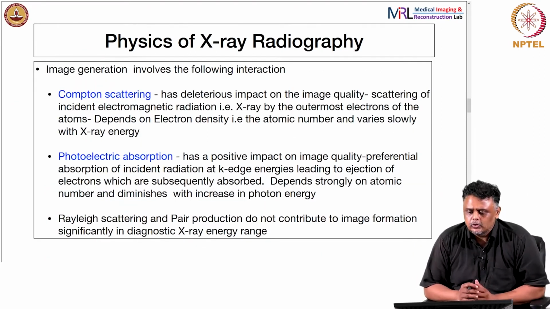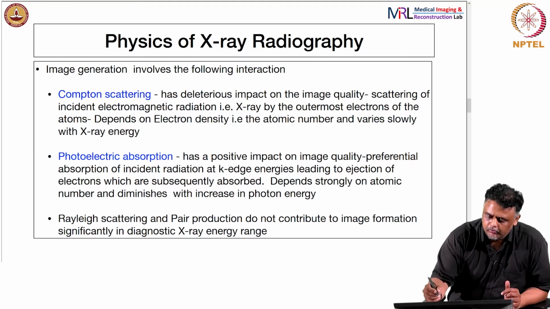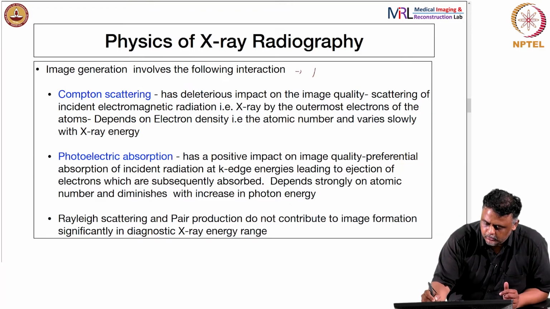So then what is this mu? Where does this mu come from? We looked at this mu. Mu is the linear attenuation coefficient.